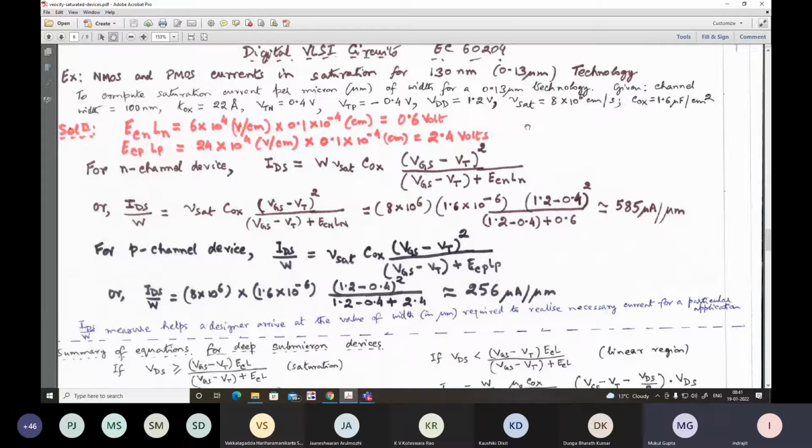And the channel length, we normally do not tamper with. Channel length is kept fixed for both NMOS and PMOS devices to be nearly 0.2 micrometer or 200 nanometer. That is for the 180 nanometer process. But when you come down to the 130 nanometer process, the feature size, that means the channel length, is taken to be 100 nanometer rather than 130 nanometer.